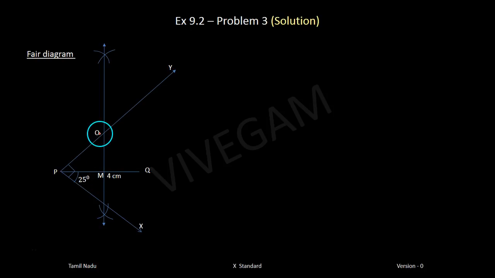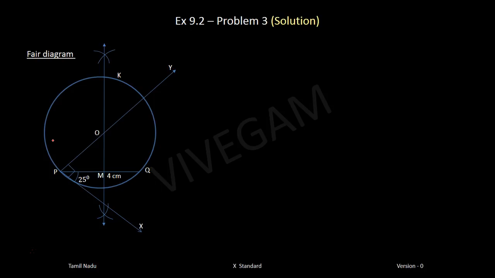Now with O as a center and OP as a radius or OQ as a radius, draw a circle. Now this is the chord PQ, and this is the alternate segment of chord PQ. Let's name it K. So the alternate segment is nothing but PKQ. This segment will contain an angle 25 degrees as per tangent chord theorem. So select any point on this arc PKQ and connect that to P and Q. It will subtend an angle of 25 degrees.